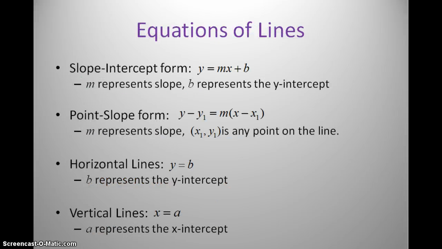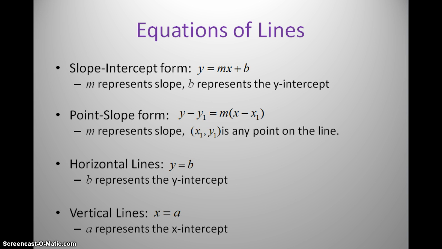Now, there are several forms of equations of lines, and we'll talk about each of those forms. The most popular one is the slope-intercept form. This is the one that's most useful, or the first one that you think about when you want to graph a line by hand. In this form, you have the equation y equals mx plus b, where m represents the slope and b represents the y-intercept.